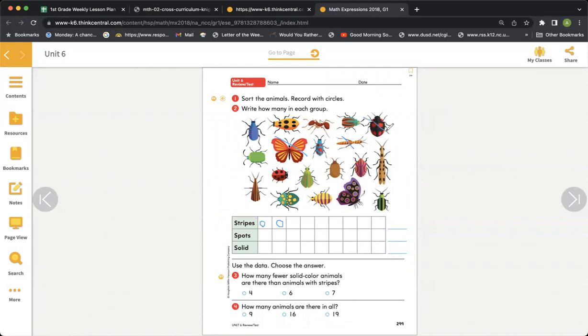This one has spots, so I'll put that circle in there. Okay. And this one is considered solid. Solid means that there are no spots or no stripes. It's one solid color. Put a circle in there.